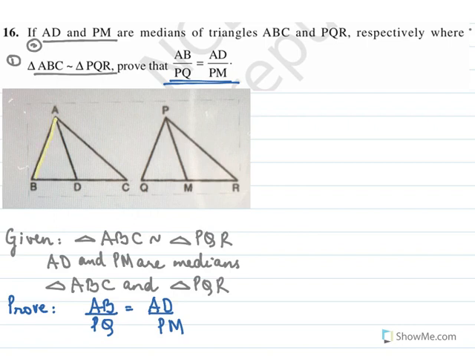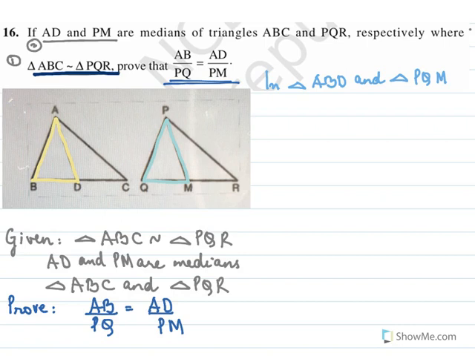In this sum, we are going to take triangle ABD and triangle PQM and prove that they are similar. So triangle ABD and triangle PQM. It was given to us earlier that these larger triangles were similar, ABC was similar to PQR.